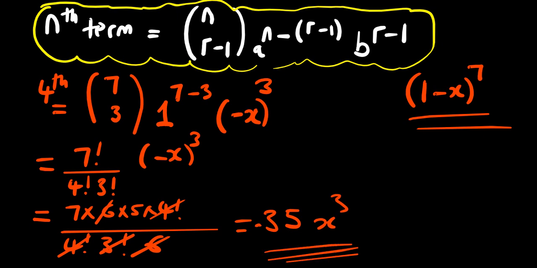Now in some cases they are going to ask you to find the coefficient of a term. In our case, for the fourth term, it is negative 35. A coefficient is a number that is attached to a letter. So let's solve another question. Let's say now they have asked you to find the coefficient in the binomial expansion of 2 minus x, to the power 9. You're told to find the coefficient of the 7th term.